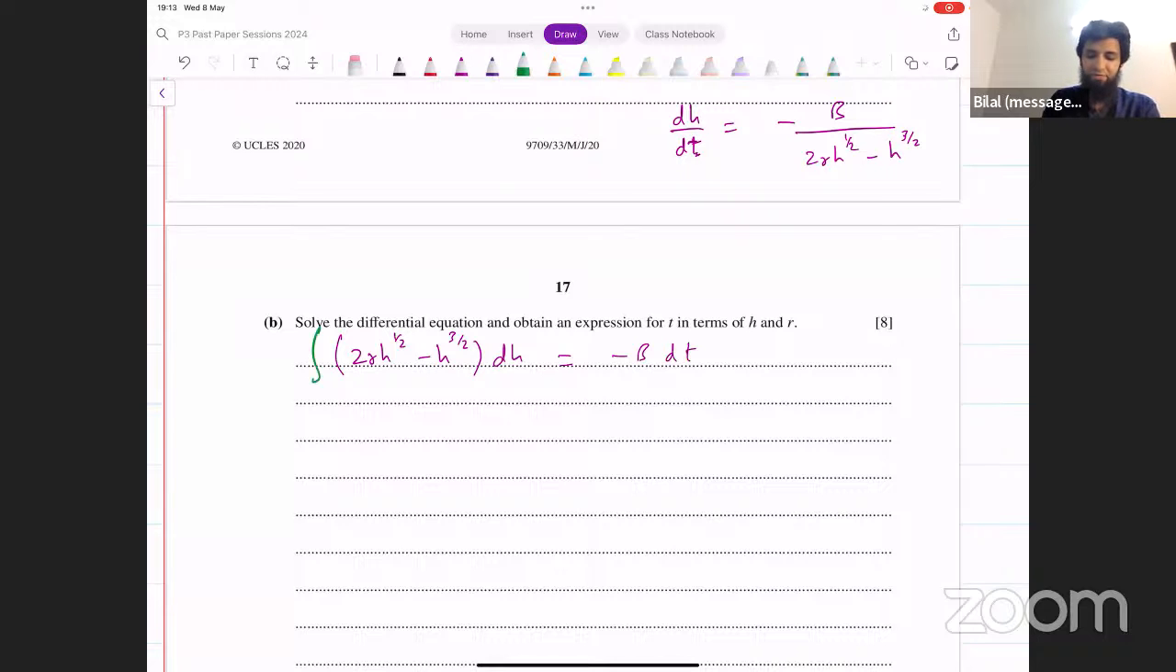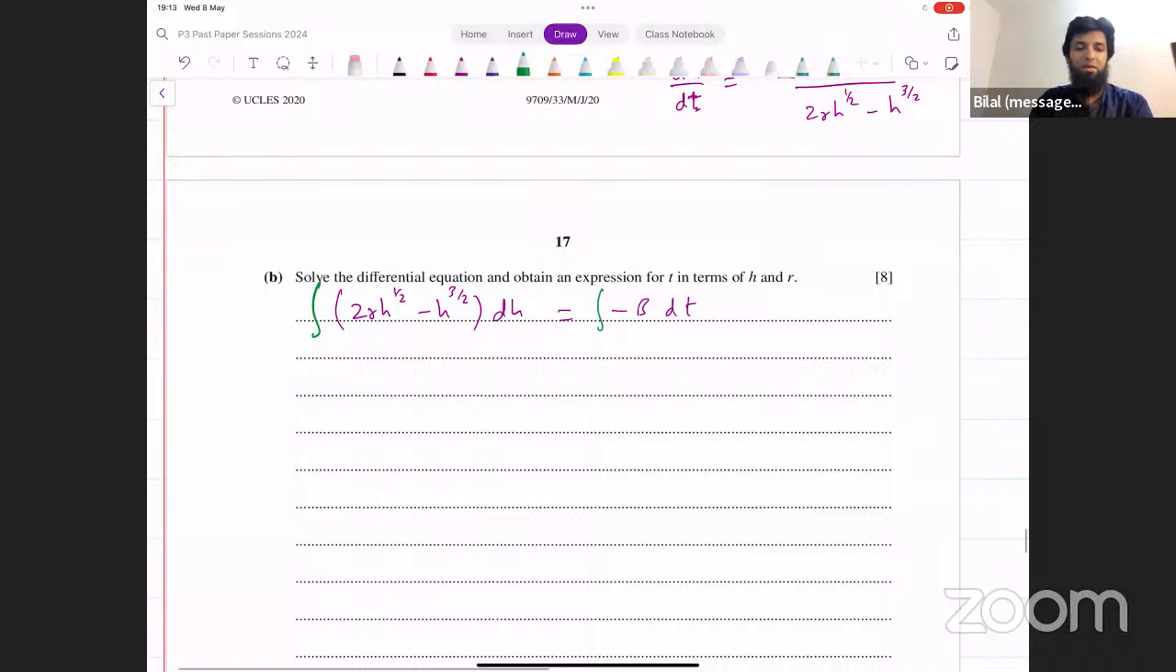Let's integrate both sides. We have separated the variables. There was no t here, so we just had to take h to the left side, and we have done that. Let's integrate the left-hand side. 2r is a constant that remains as it is. Integration of h power 1 over 2: add 1 to the power, it becomes 3 over 2. Divide that by that new power. Minus h raised to the power 5 over 2. Divide that by that new power. That's 5 over 2. On the other side, what's the integration of minus b? It's minus b times t, and you have a plus c here as well. Okay, this is what we get.